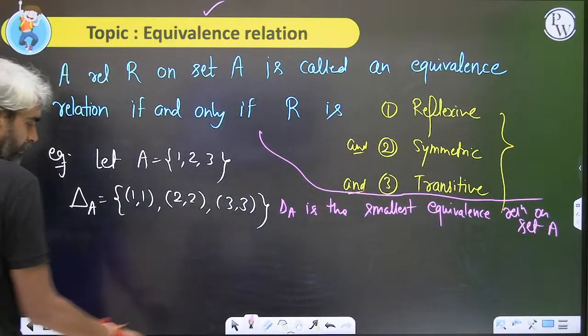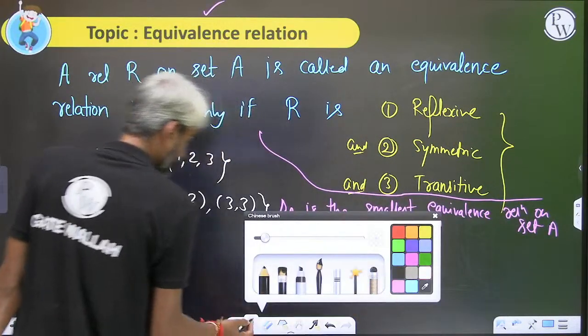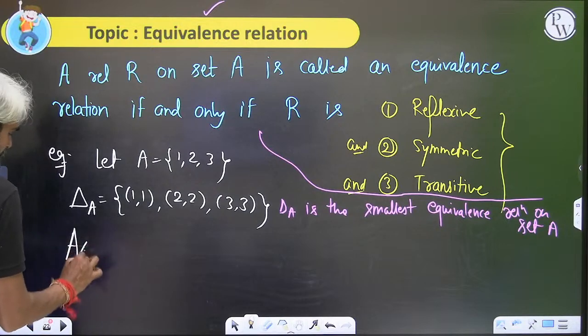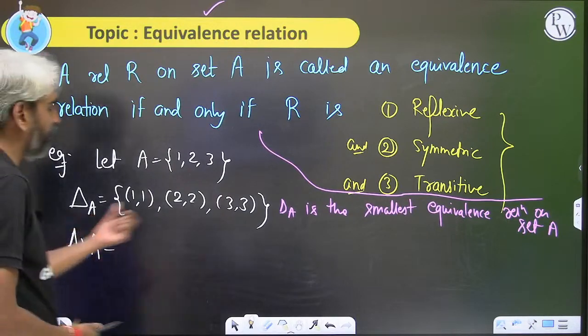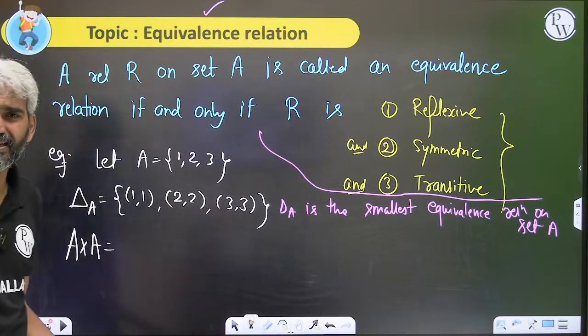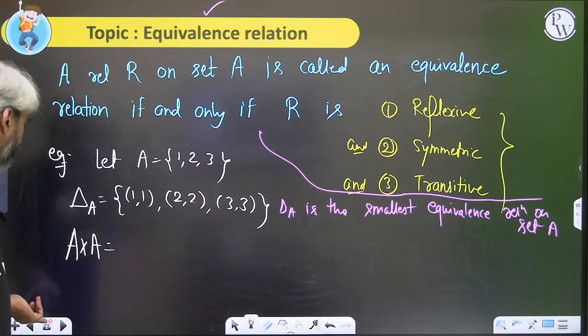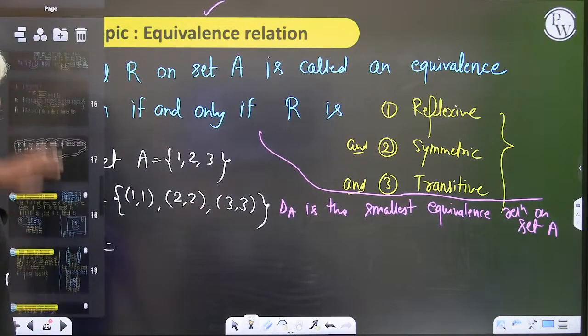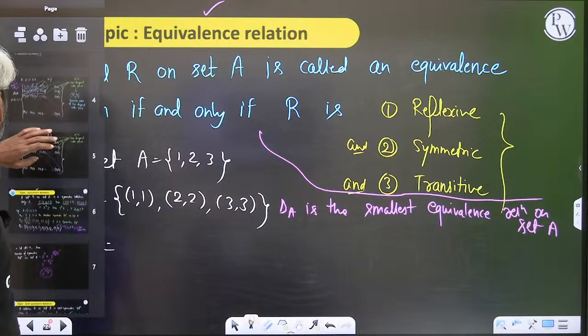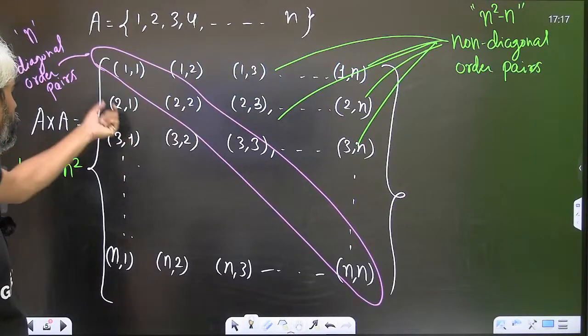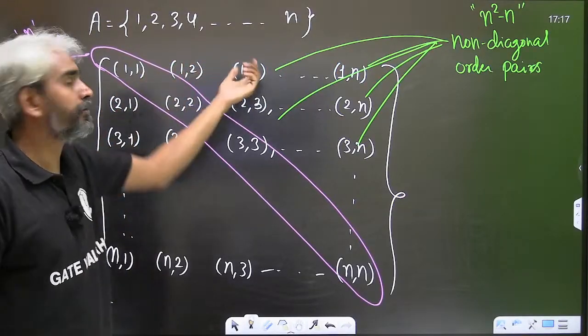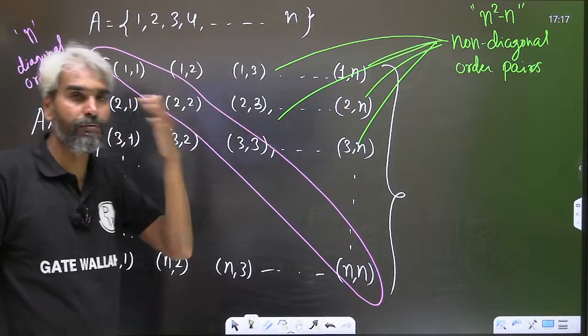Okay, another is A cross A. Sir, A cross A will be reflexive. Yes, all the diagonal ordered pairs will be present. Will it be symmetric? If you look at this A cross A, you will realize that for 2 comma 1, 1 comma 2 is present. For 3 comma 1, 1 comma 3 is also present. For 3 comma 2, 2 comma 3 is also present.